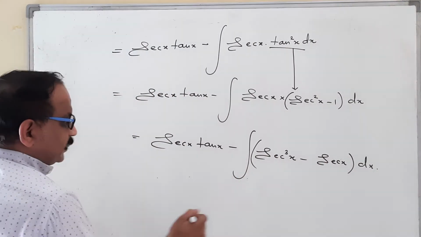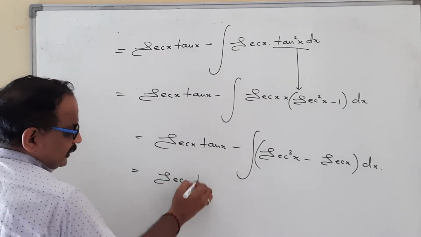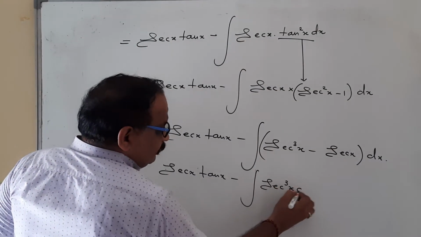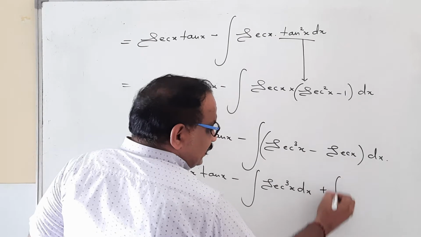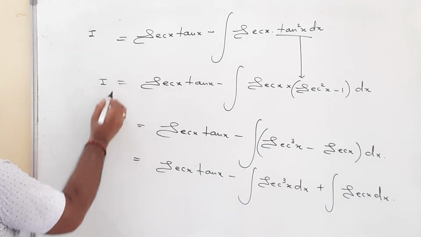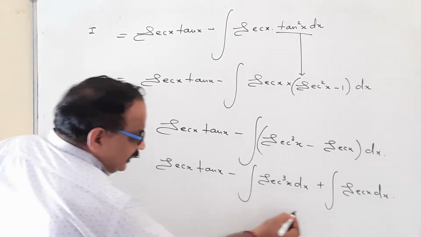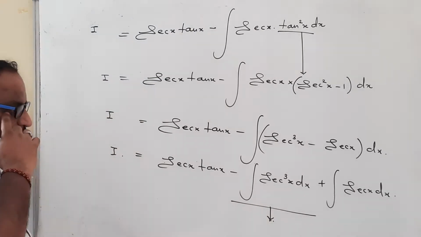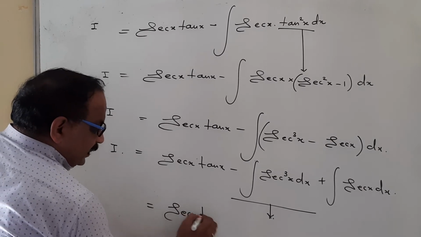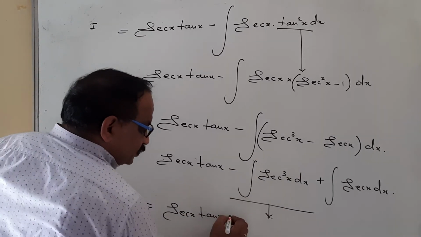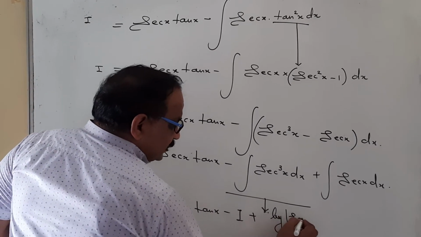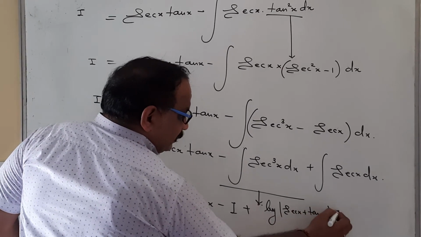Now it's time to remove this part. So there is sec x tan x minus, open the bracket and isolate them. It becomes integration of sec cube x dx, and this minus and minus becomes plus, integration of sec x dx. Now see guys, in the left hand side it was previously I. It was supposed as I, and again in this portion this is again I. In place of this I can write I again. So there is sec x tan x, in place of this entire portion I should write again I, plus the integration of sec x, which is log of sec x plus tan x, and plus C.